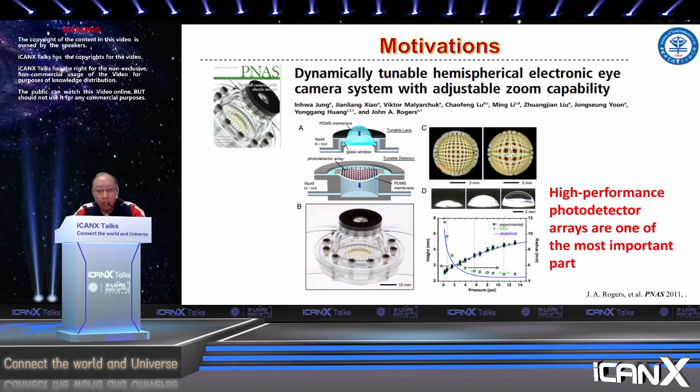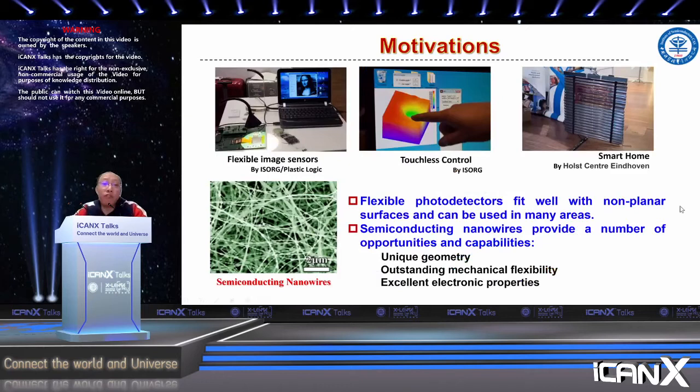For high performance image sensors and electronic eye cameras, the device structure is important. But another important part is the high performance photodetector arrays. That's what we do in my group. We try to design high performance flexible photodetector arrays for application in image sensors. Flexible photodetectors have different kinds of applications. For example, we can design flexible photodetector arrays for flexible image sensors, and also for touchless control and smart homes.